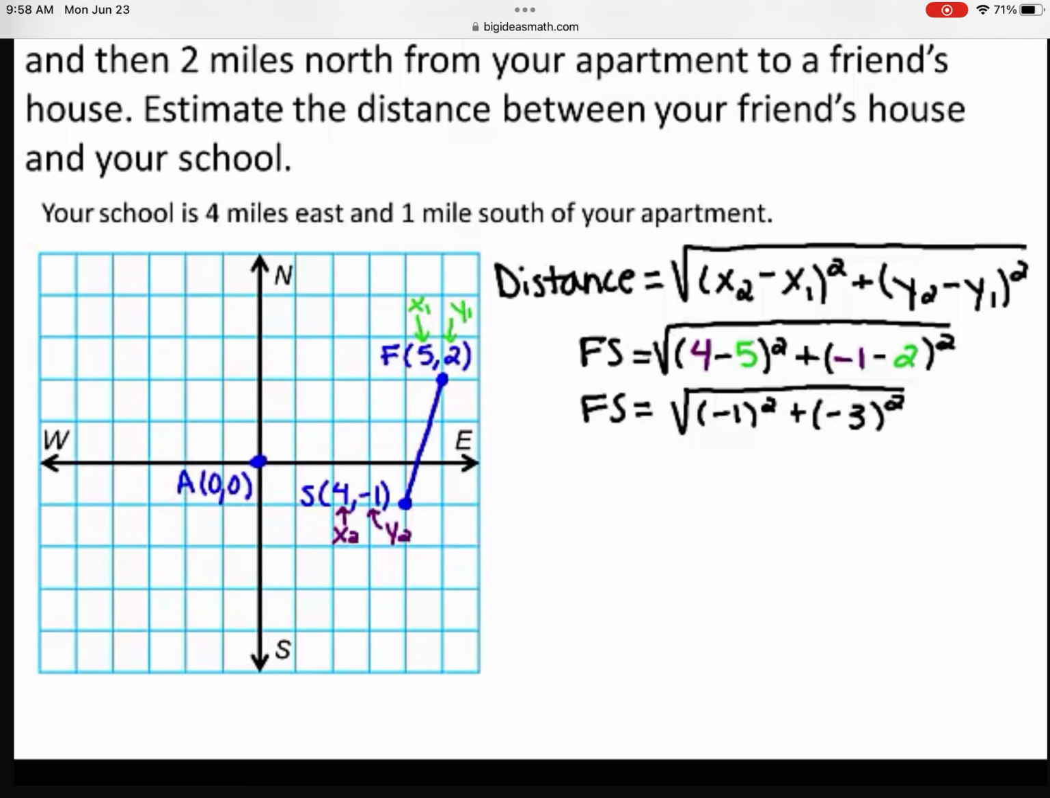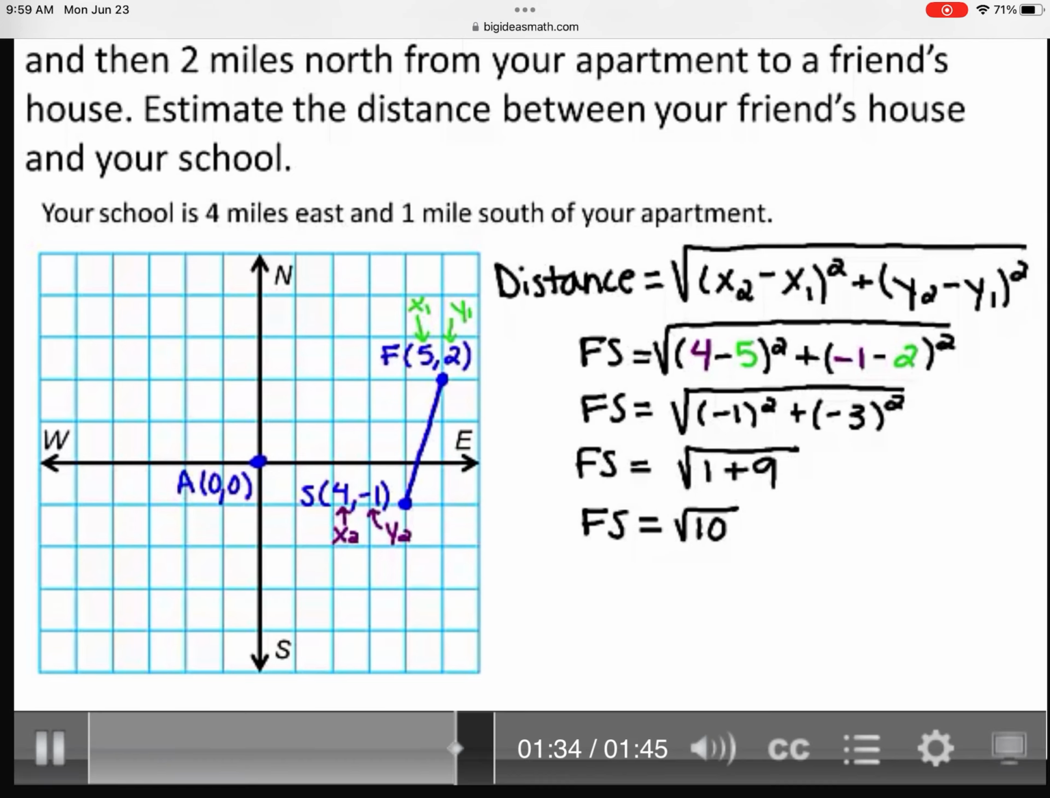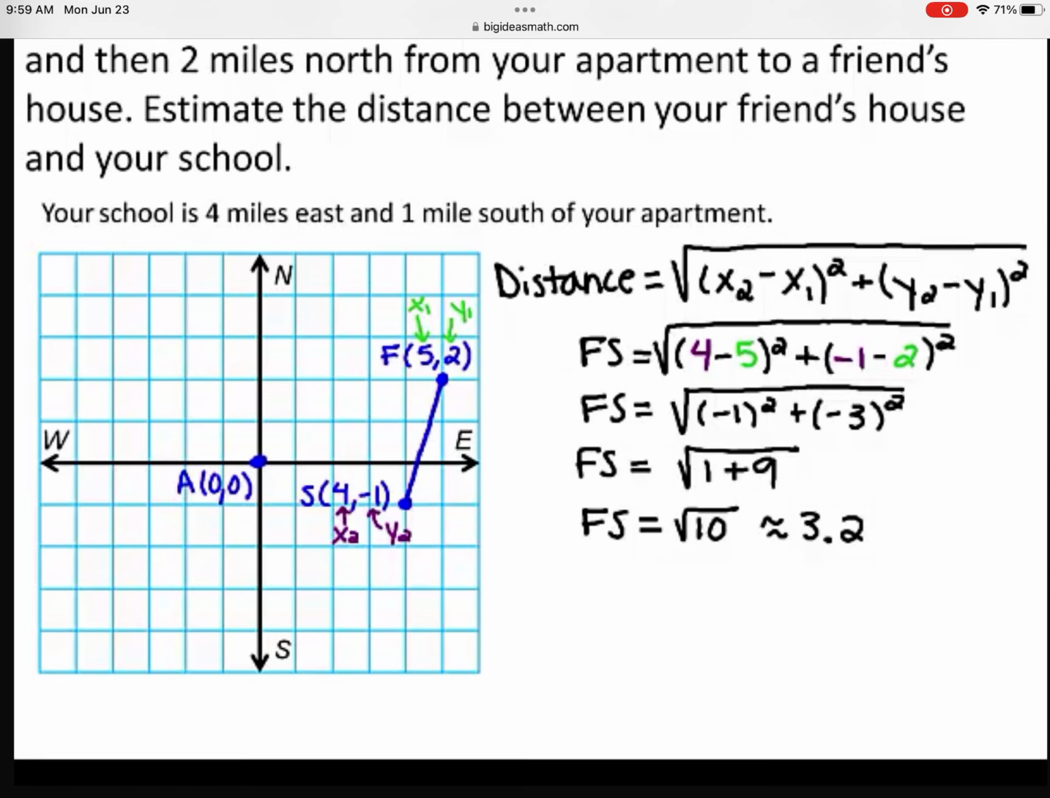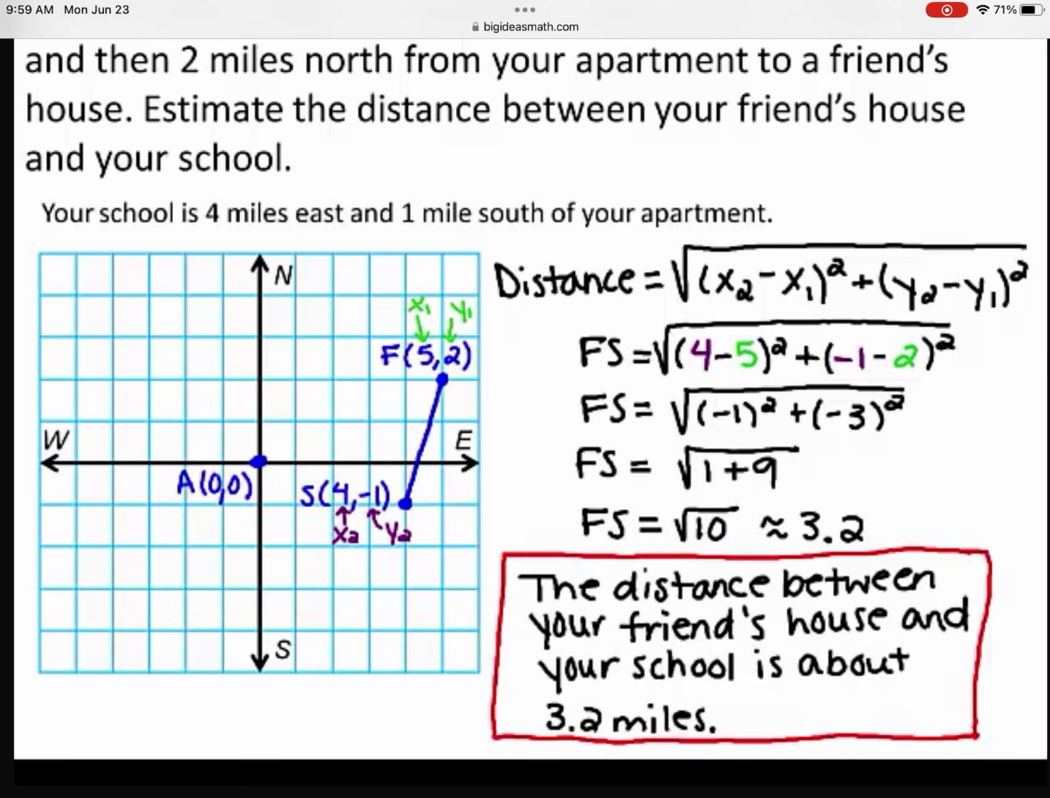-1 squared gives you +1, and -3 squared gives you +9. 1 plus 9 gives you 10. So, the length of segment FS, or the distance between points F and S, is equal to the square root of 10, which is approximately equal to 3 2/10. Therefore, the distance between your friend's house and your school is about 3 2/10 miles.